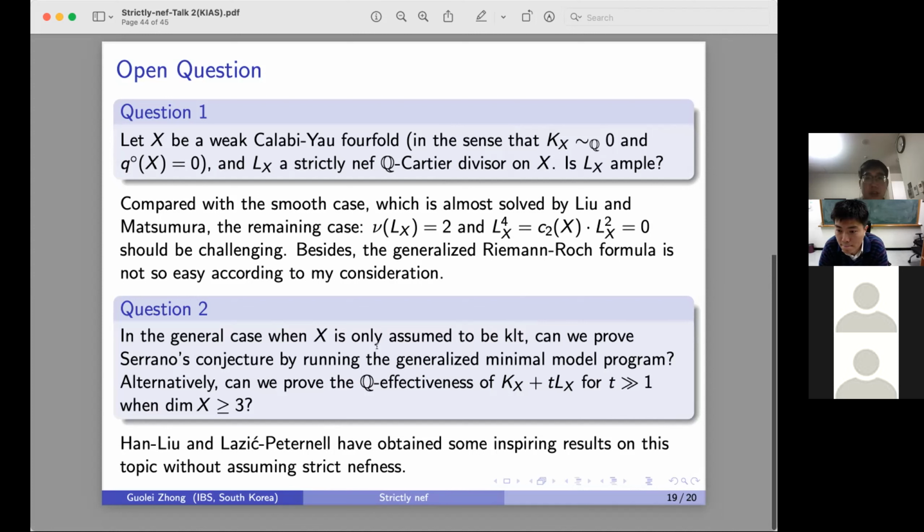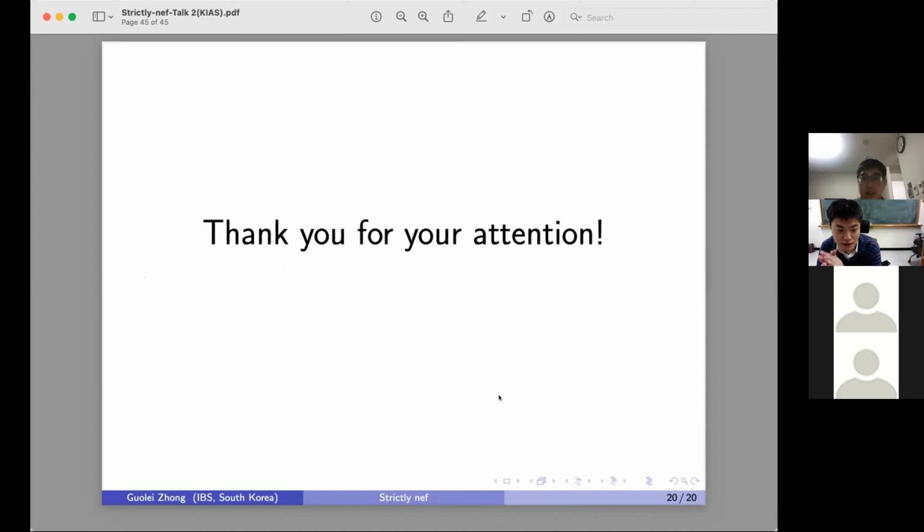So this is just to prove the Q-effectiveness, and we note that the joint paper by Jing Junhan and Wenfei Liu, and another paper by Lezik and Peter Neil, obtain some inspiring results on this topic without assuming strict nefness. But they usually assume K_X is pseudo-effective, while here we don't have such a condition. Okay, so I think I will stop here. Thank you for your attention.